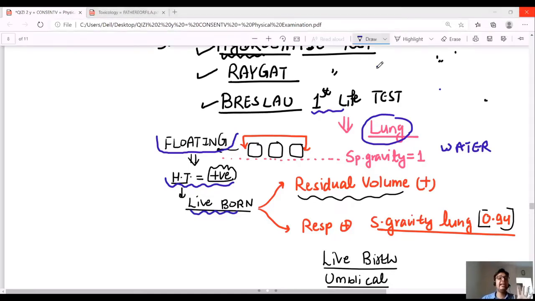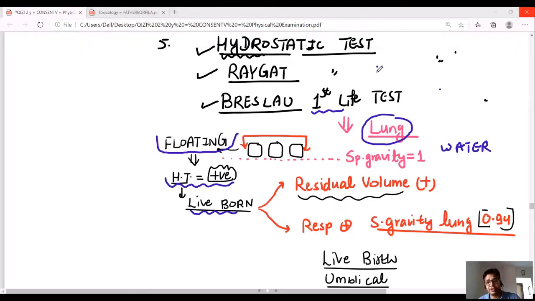And Doctor, why do lung pieces float after respiration? Presence of residual volume, first answer. Second, after respiration, specific gravity of lung is 0.94, that is less than 1.